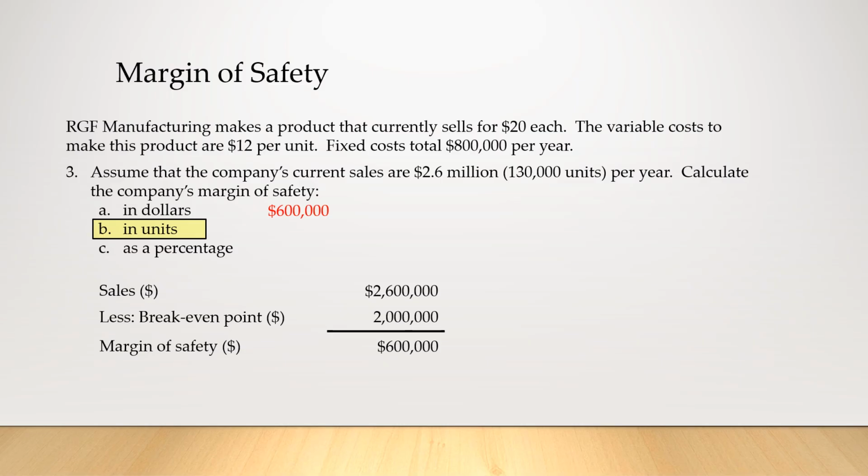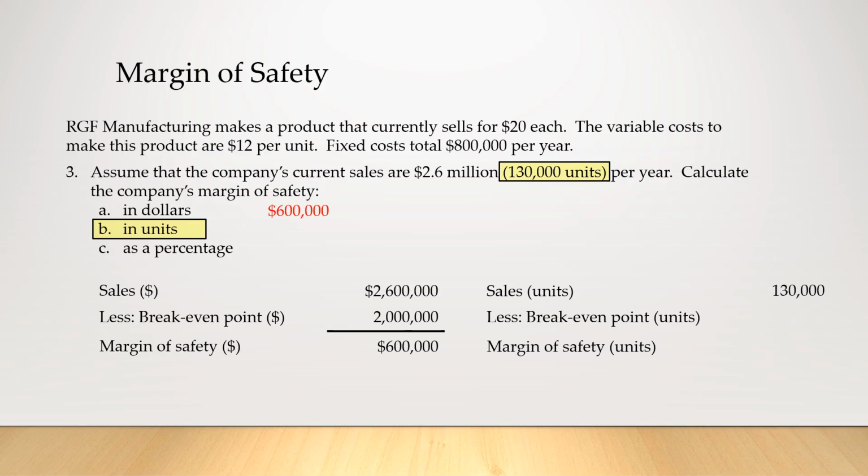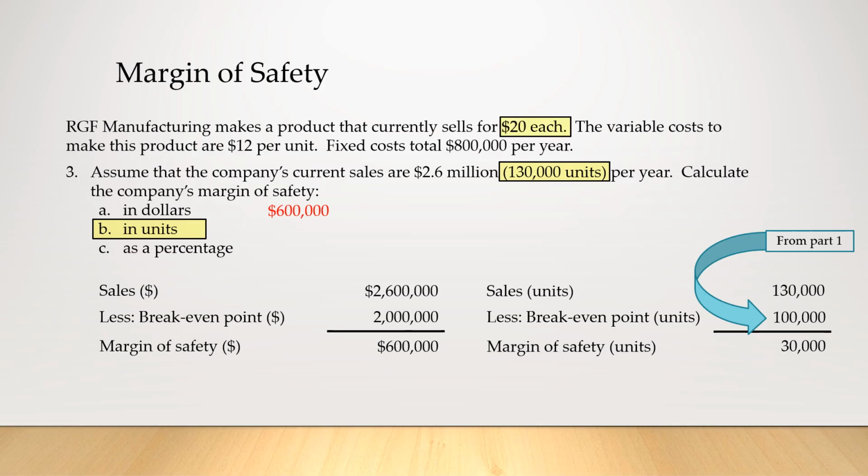Margin of safety can also be calculated in units. The formula is the same one we just used, except for the denomination of the numbers. The given sales in units is 130,000. Our break-even point in units is 100,000, which we figured in part 1. The margin of safety in units is 30,000. Note that this amount reconciles to the margin of safety in dollars. We need only multiply these 30,000 units by their sales price.